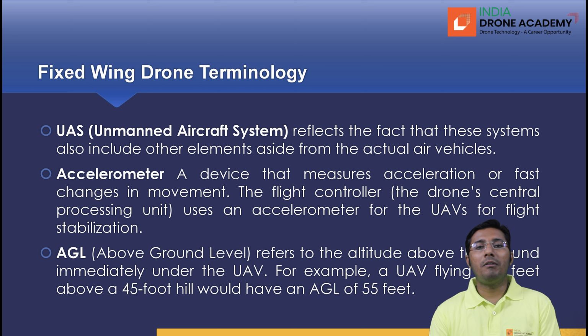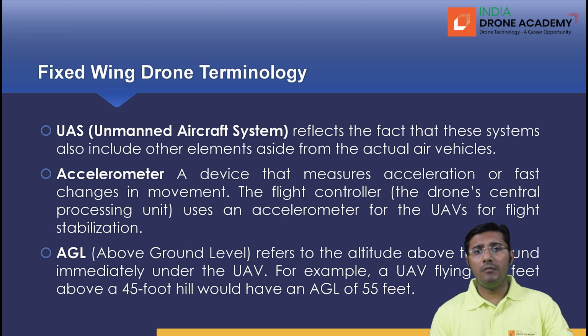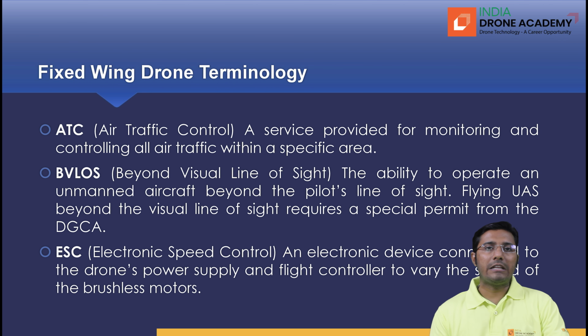AGL means above ground level, and AGL refers to any altitude which is just above the ground, immediately under the unmanned aircraft. For example, if a UAV is said to be flying at 100 feet above a hill which has a height of 45 feet, we can say that the UAV is at an AGL of 55 feet. 55 feet refers to the altitude just above the ground. ATC, the full form of ATC, is air traffic control, and we have already discussed this in the third chapter.